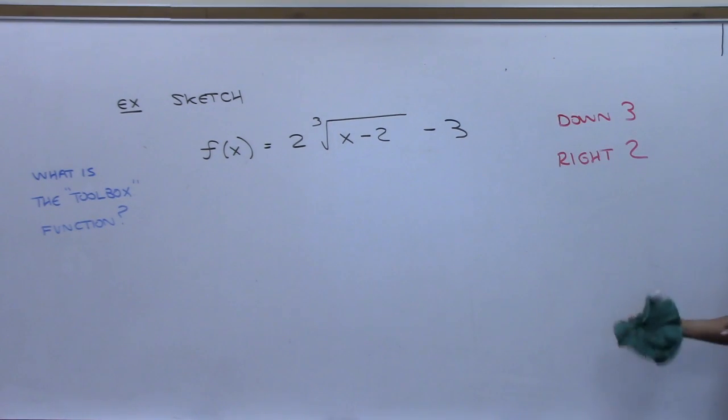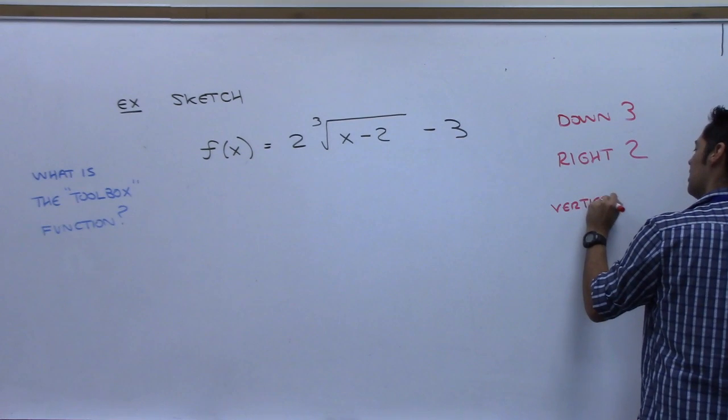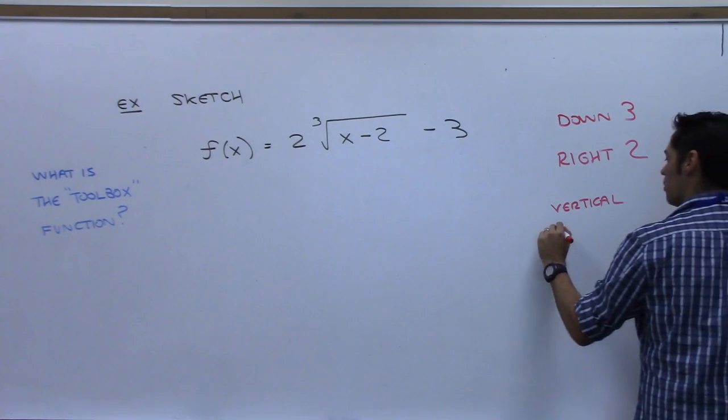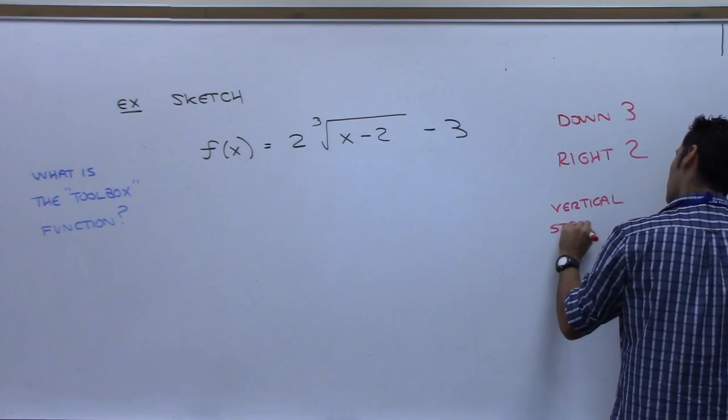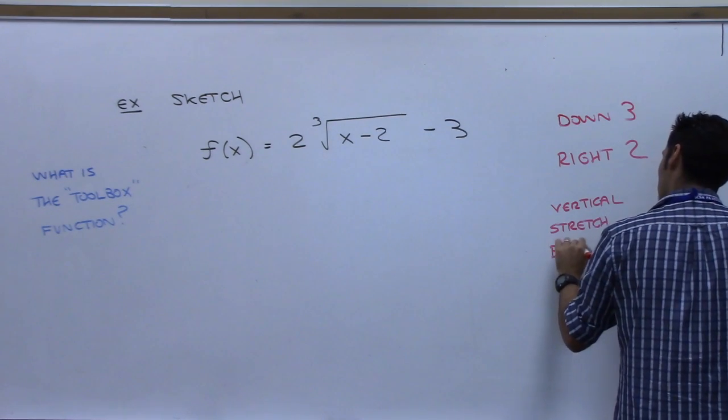What kind of transformation is that? Horizontal compression or vertical stretch, whichever way you want to look at it. I think it would be easiest to just look at which way it's stretching. It's different for everyone, and no matter how many times I've covered this section, everyone sees it a different way. So vertical stretch by a factor of 2.